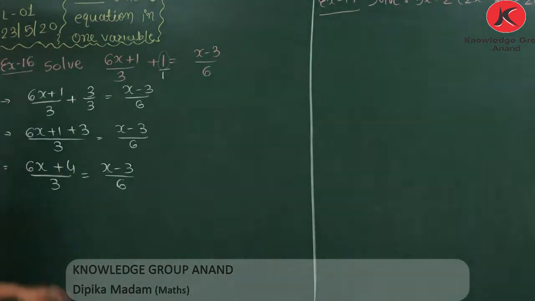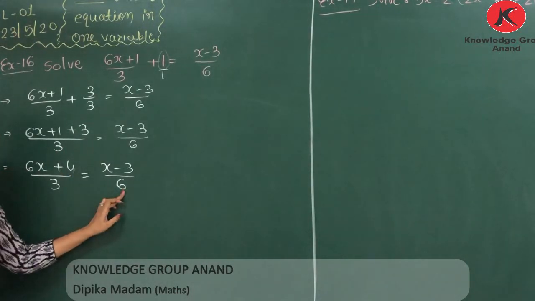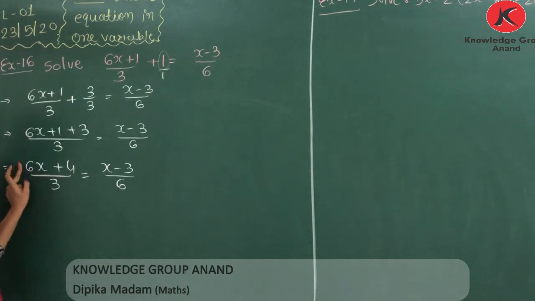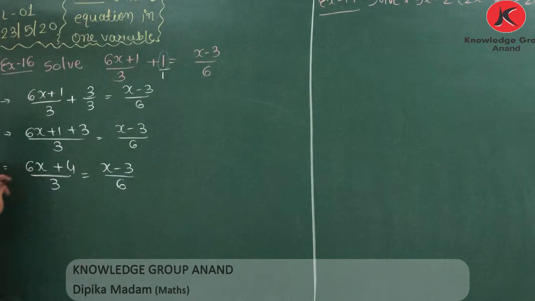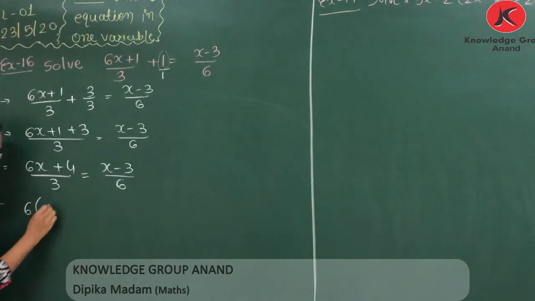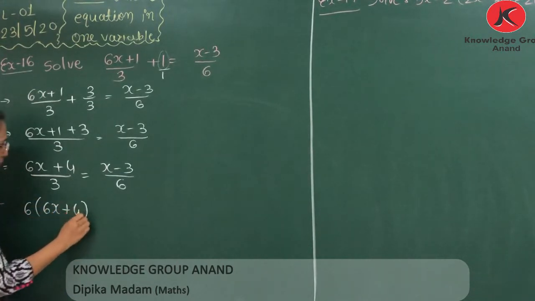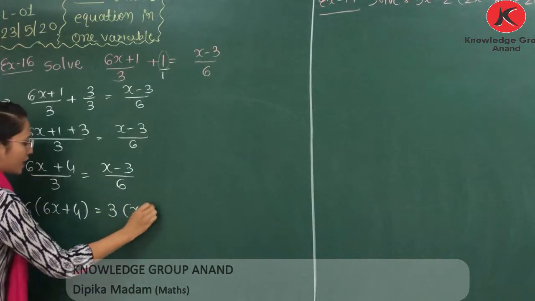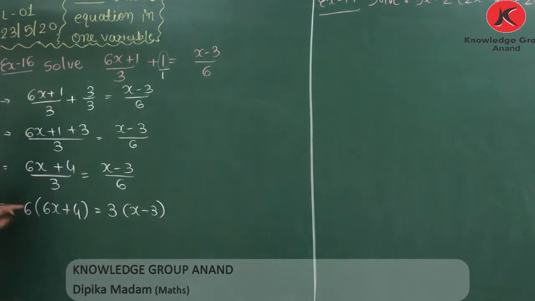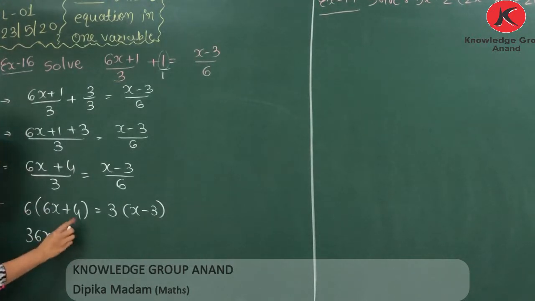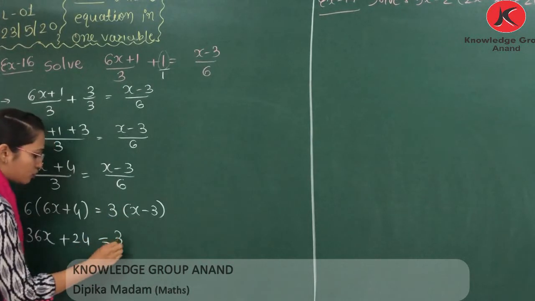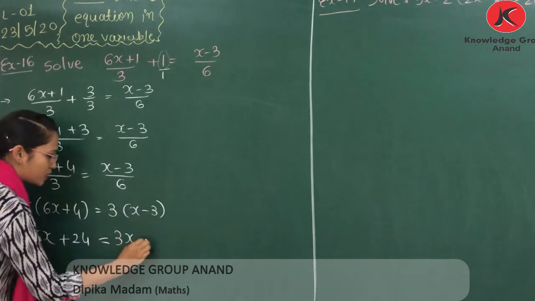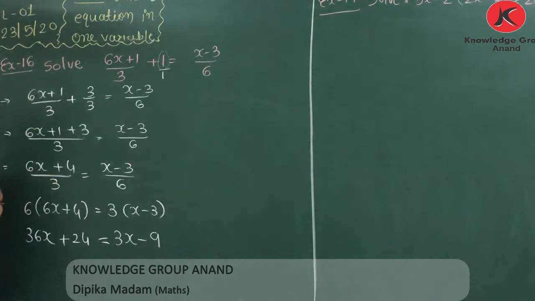Now what you have to do? Here 6 in the denominator becomes multiplication on the left side and 3 in the denominator becomes multiplication on the right side. So 6 is multiplied with (6x + 4), 3 is multiplied with (x - 3). Now open the bracket: 36x + 6 fours are 24 = 3 is multiplied into the bracket, that is 3x, and 3 multiplied with minus 3 is minus 9.